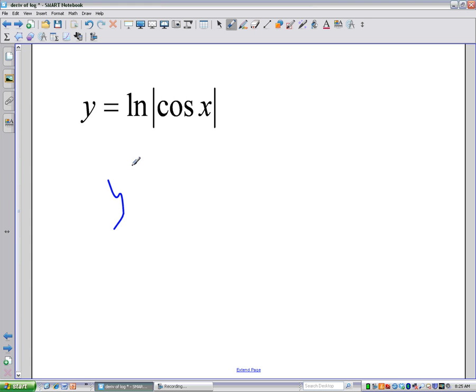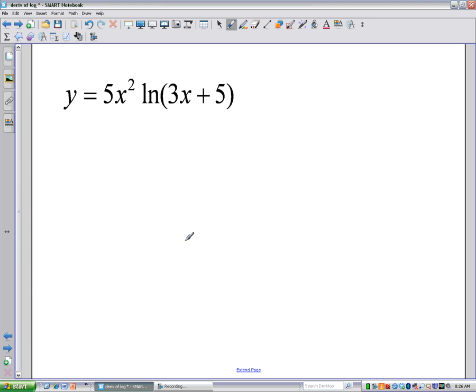So y primed equals u primed over u. The u part is cosine of x. What's the derivative of cosine? That's right, negative sine. And we all know that sine over cosine is tangent. So it's the negative tangent of x. Remember that as we move in the other direction. It helps us with some antiderivatives.